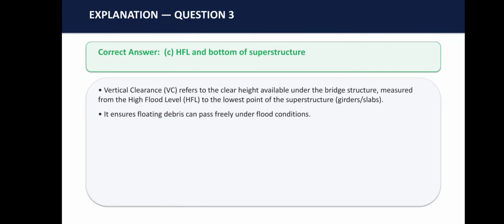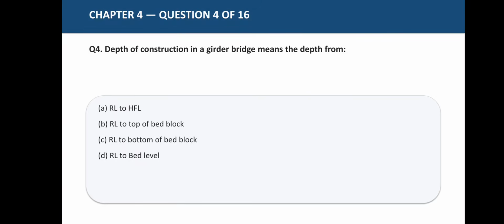Question 4. Depth of construction in a girder bridge means the depth from where to where? Option A. RL to HFL. Option B. RL to top of bed block. Option C. RL to bottom of bed block. Option D. RL to bed level. The correct answer is option B. Rail level to top of bed block.